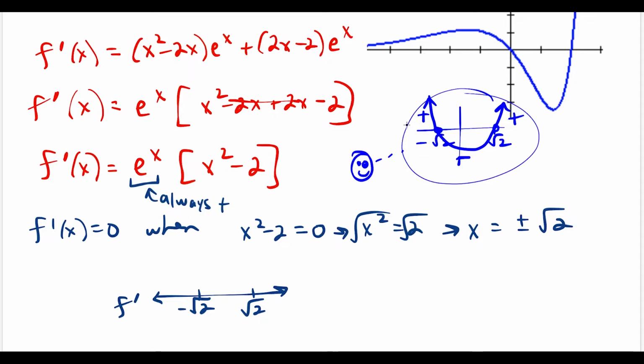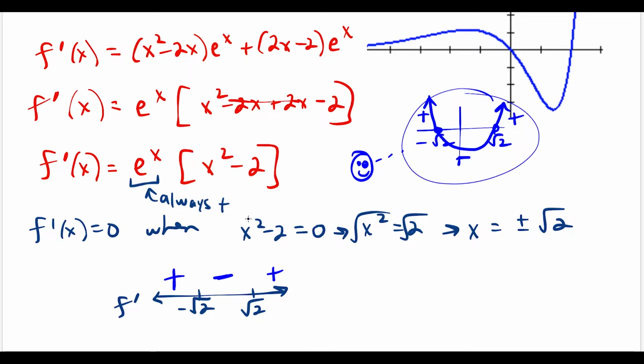What we have is, to the left of negative root 2, a positive times a positive, which makes this interval from negative infinity to negative root 2 positive. Between the roots, negative root 2 and root 2, the x squared minus 2 component is negative, so we have a positive times a negative, which is negative. And to the right of root 2, the parabola is positive, so we have a positive times a positive, which is positive.